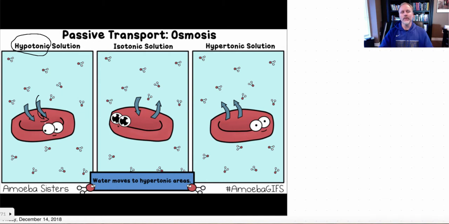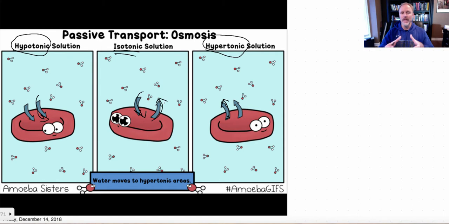That part you probably remember. And if you put it into a hypertonic solution, the opposite is going to occur. There's going to be more water inside the cell relative to the hypertonic surroundings, so the cell is going to lose water. And then, of course, if we're in an isotonic environment, you have no net movement of water. You've got as much moving into the cell as you do moving out of the cell, and that's what we call equilibrium.